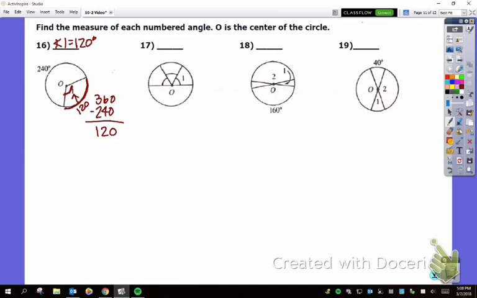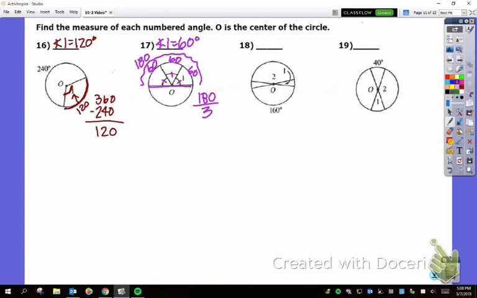Now on number 17, we know that this is the diameter, which means this arc, all the way around here, is 180 degrees. The hoops and the angles tell us that these are all equal, which means we have 3 equal angles. So we can say 180 divided by 3, which gives us 60 degrees. So angle 1 would equal 60 because all of these arcs would be 60.